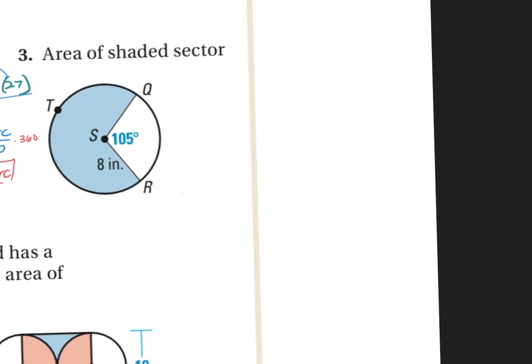All right, it says area of the shaded sector. So I want the area of the blue. This time the area is the measure of the arc over 360 times the area, pi r squared. So the only difference between length and area is pi r squared. Correct. Because length is a portion of the circumference, and area of the sector is a portion of the area of the circle, which is pi r squared.